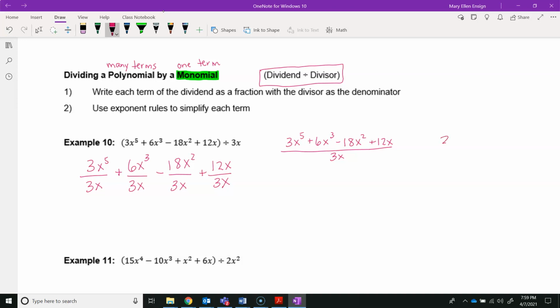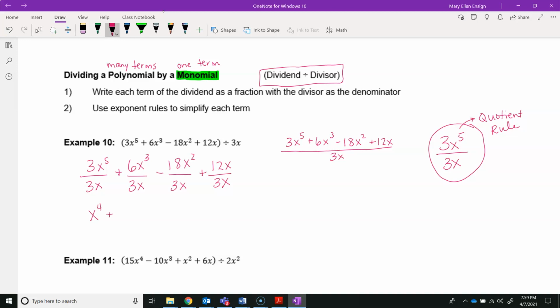If I just look at one part, let's say I rewrite the first fraction, this right here is a fraction that I would have seen in chapter 7. I'm just going to divide the coefficients, and then I use the quotient rule here, which tells me that when I'm dividing like bases, I subtract the exponents. So 3 divided by 3 is 1. X to the 5th over x is just x to the 4th. That's how I simplify that first fraction.